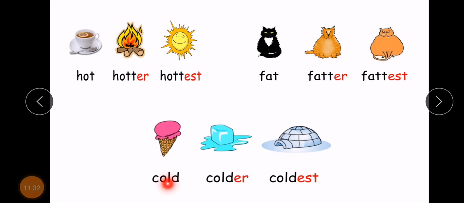We have cold. The ice cream is cold. The ice cube is colder than the ice cream. The igloo is the coldest one of all.